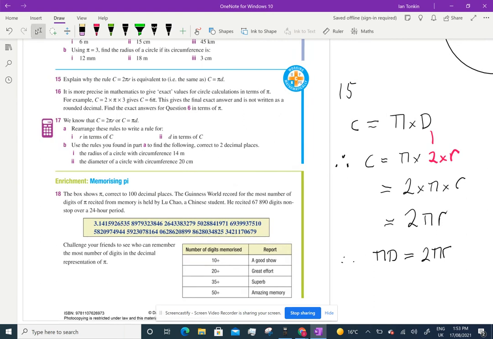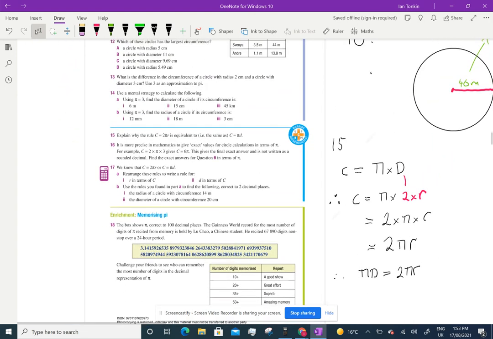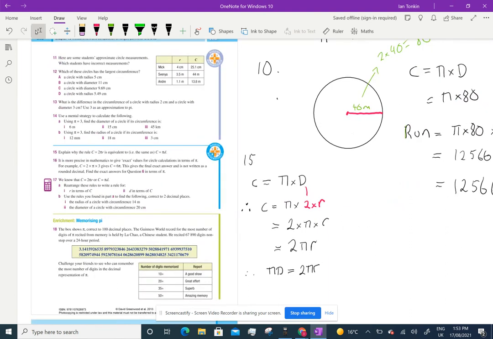Now, you can have a go at 17, but I would rather, if you want to, just do 17b. All right? But it's just using this equation. Now, make sure you finish questions 6, 9, 10, and now you've seen how to do 15.